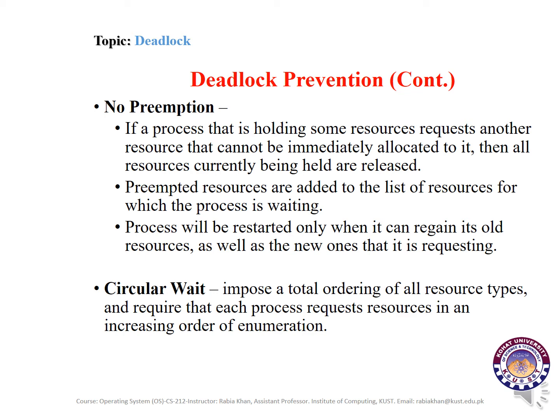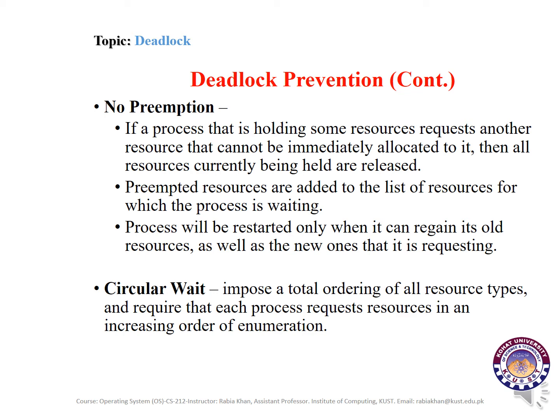Fourth and the last condition is circular wait. Circular wait can be prevented by assigning numbers to resources, so that processes are allowed to request resources in increasing order of their numbering. It cannot request in decreasing order.